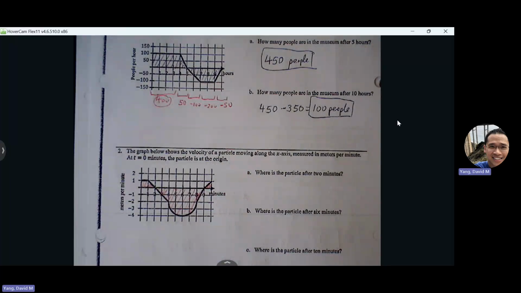For number 2, the velocity graph is given to us. So the area between the graph and the x-axis will indicate the distance he's traveled, displacement, whether the distance he travels to the right or distance he travels to the left. Above means moving right, below means moving left.